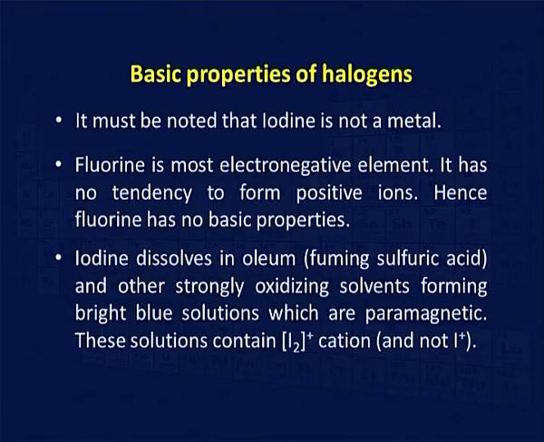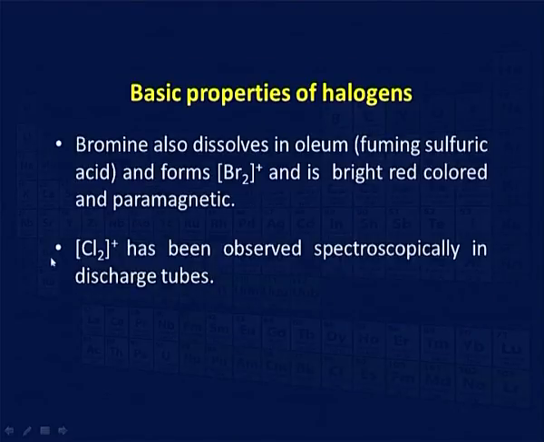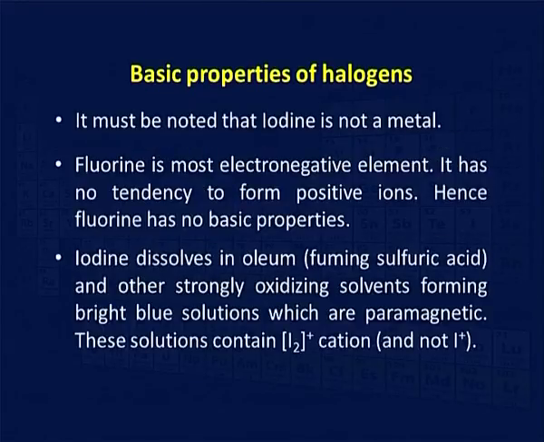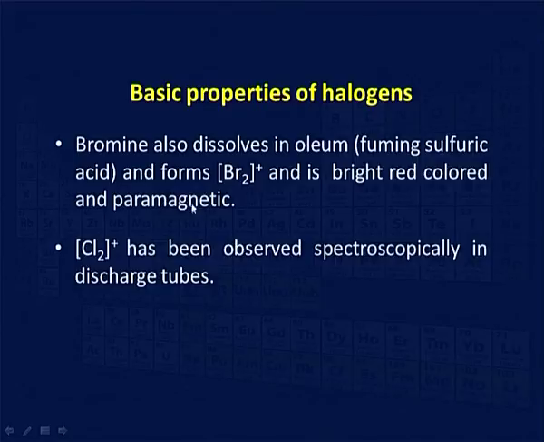a bright blue solution, and this solution is paramagnetic. These solutions contain the I2+ cation and not iodine cation I+. Bromine also dissolves in oleum and forms the dibromine cation, which is bright red colored and paramagnetic. So, if you compare, iodine gives the bright blue solution and bromine forms the bright red colored solution.